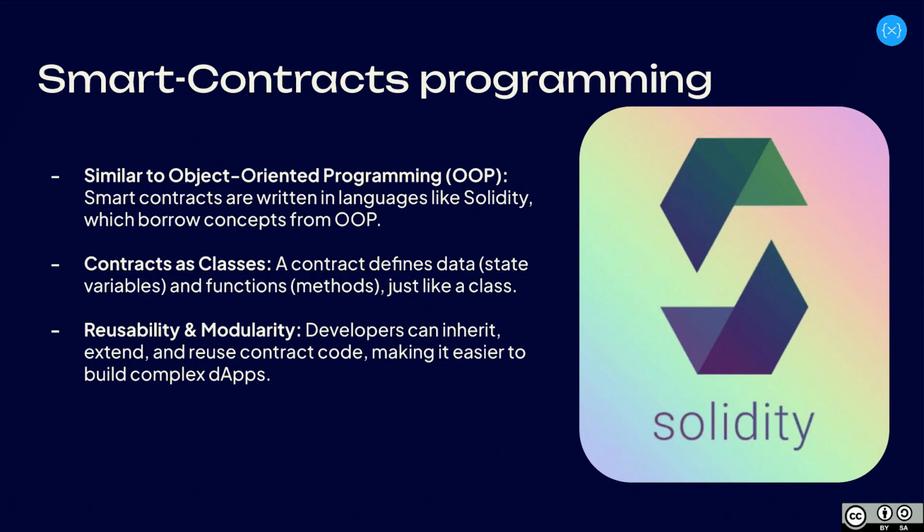And because it's very close to OOP, you have all this idea of inheriting, expanding, and so on of your smart contracts, which makes it very easy to build complex dApps because you can basically use the pre-existing standards and then inherit from them and create composability inside the smart contract you're building.